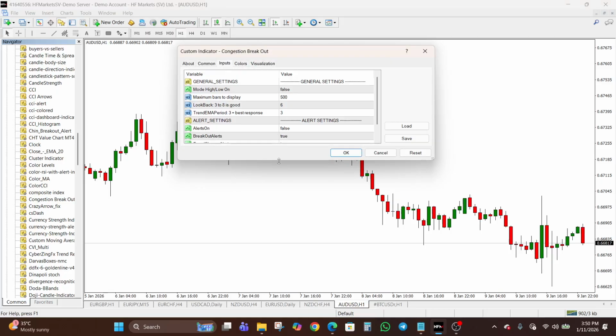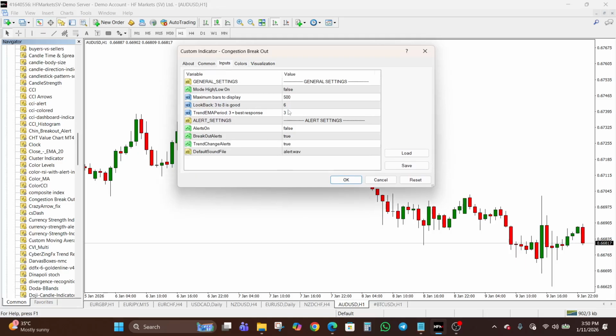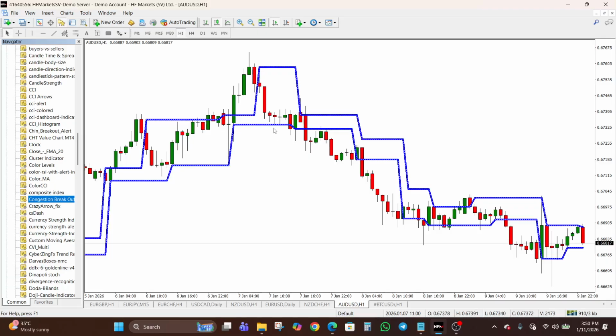And then for your inputs, these are the customizable settings. We have the general settings here: the mode, high low on, maximum bars to display, look back, the trend EMA period, and then we have the alert settings. So guys, this is how the indicator looks.